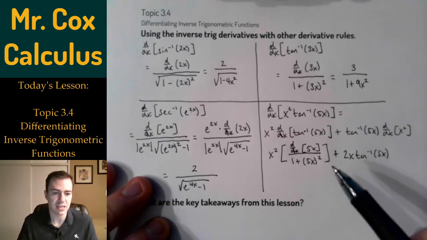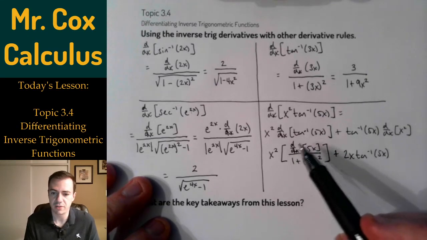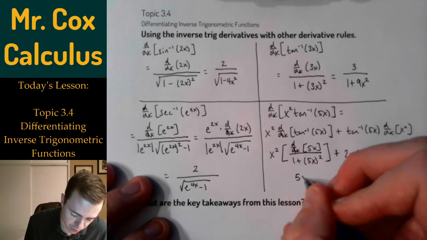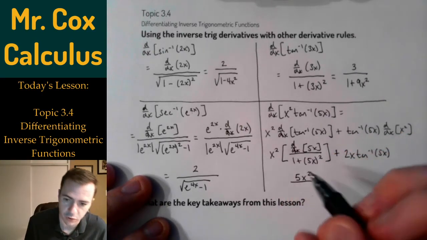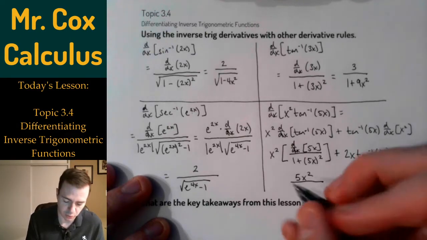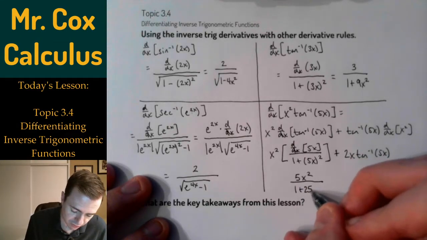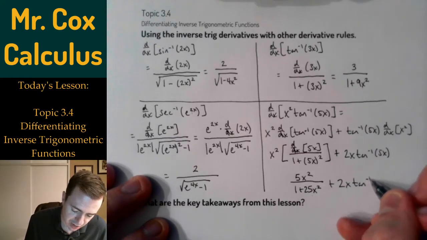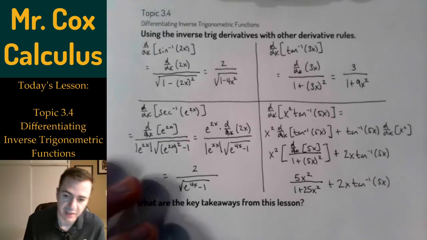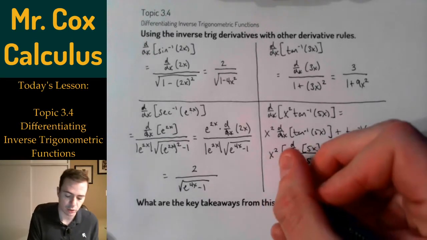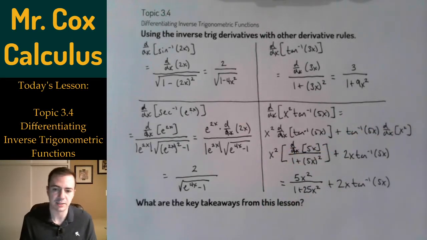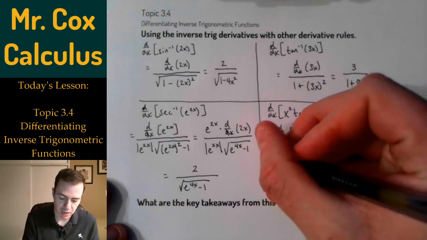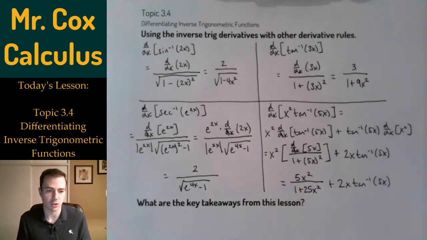And then just to kind of clean up my answer here, the derivative of 5x is 5. I'm going to go ahead and multiply that x squared into the numerator. So that is 5x squared over, if I take 5x and I square it, this ends up being 1 plus 25x squared, plus 2x times the inverse tangent of 5x. And we'll go ahead and call that good right there because we'll look at some simplification things later on. But there's the derivative of that particular product of functions.